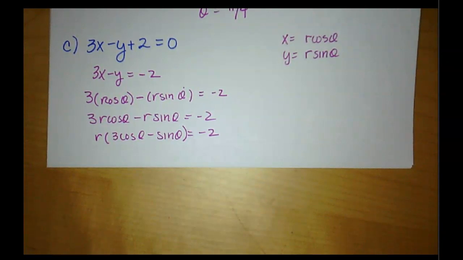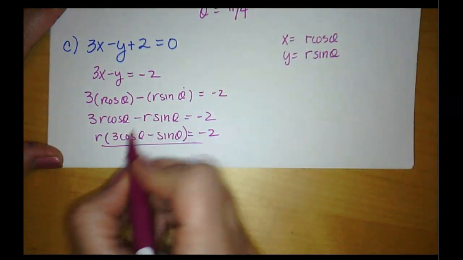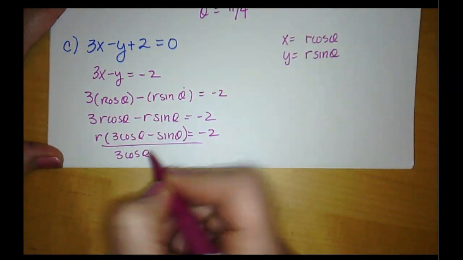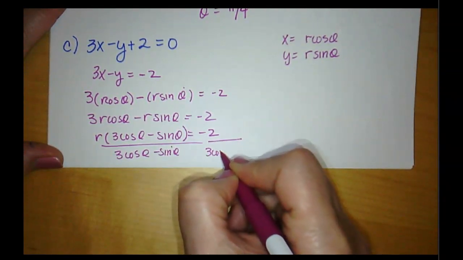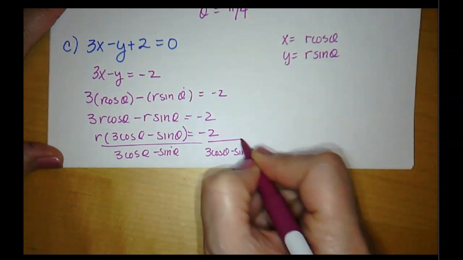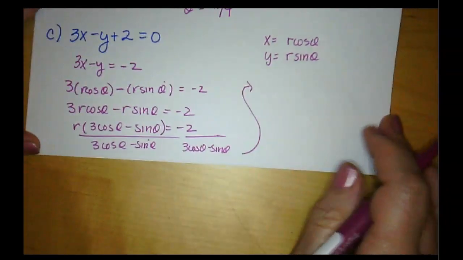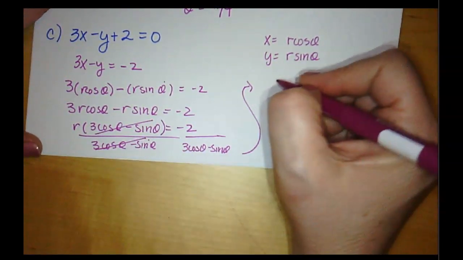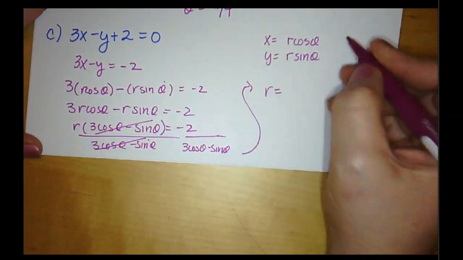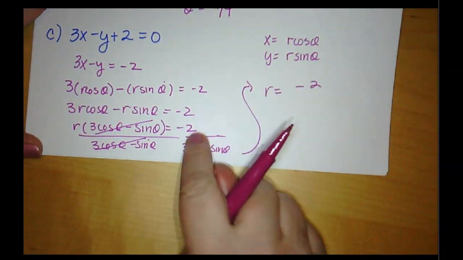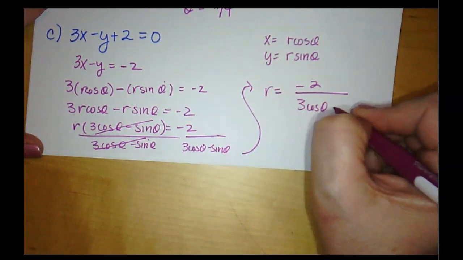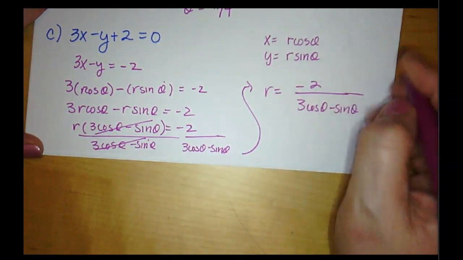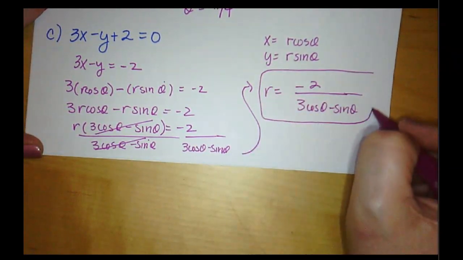Well, what good does factoring out the r do us? Well, it lets us isolate the r in the problem. So I can divide both sides by 3 cosine theta minus sine theta. So I'm going to bring it right up here. And then this will eliminate, and I'm going to be left with the equation of r equals -2 on top, that's what was right here, and 3 cosine theta minus sine theta. And so that's going to be the equation for this conversion here.